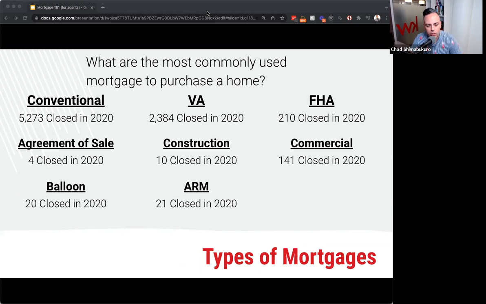And then lastly, as I told you, I'll circle back to something called an agreement of sale. Only 4 of them were closed in 2020. Some of these loans, specifically that one especially, are cyclical depending on the market of the moment, the market that we're in at the time. Agreement of sale is a very common type of financing that you'll see in a buyer's market. As you know, we've been in a seller's market for the last 10 plus years, and a heavy seller's market certainly in the last 2 or 3.